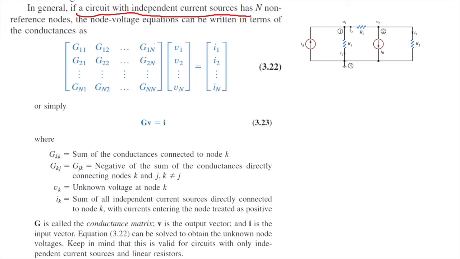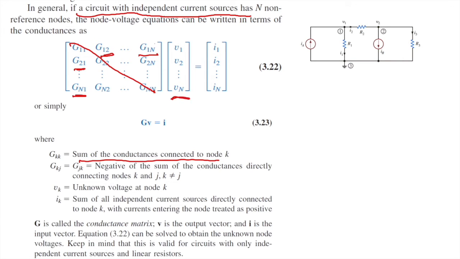So in this matrix, the diagonal element is the sum of conductance connected to node K. And the off-diagonal elements, we can see that they are symmetrical. GKJ equals GJK, which means G12 equals G21. G1N equals GN1. So they are symmetrical. And they are the negative of the sum of the conductance directly connecting nodes K and J, and here K is not equal to J.